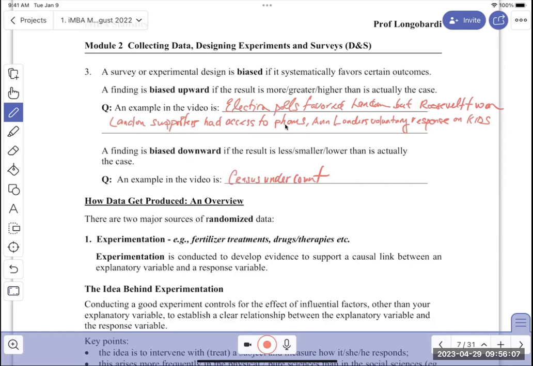Okay, any other examples you want to mention? Some students are just confused between these two, but basically, the census is an undercount that's biased downward. The number looks artificially low. Trump, well, that's not in the video, but Trump's election chances were biased downward by the polls and the media in 2016.